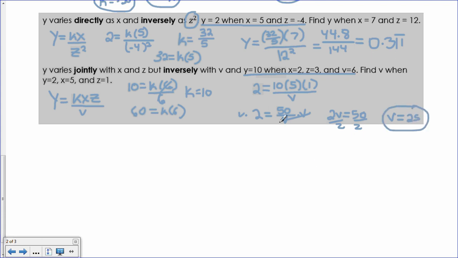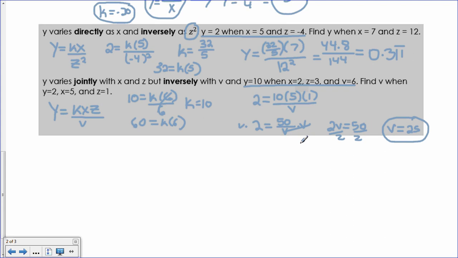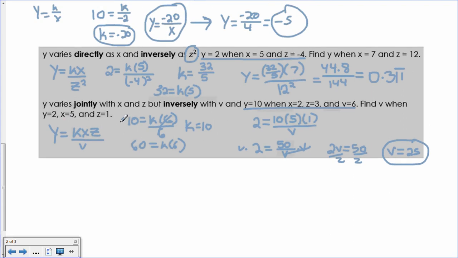There you go. Even though the variable's in the denominator, you still do that same thing. Like we were doing over here to get rid of the negative 4 squared, we multiply times 16, right? Same thing, even if you have the variable in the denominator, you still need to multiply to get it out of there, and then you would just divide the coefficient by y. Alright, so that's combined variation. Just be careful when you're writing the skeleton, but the rest of the equation works the same.